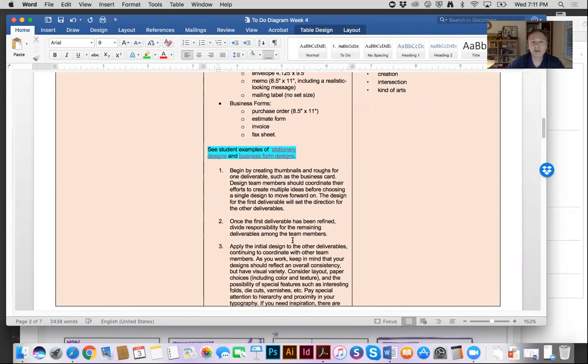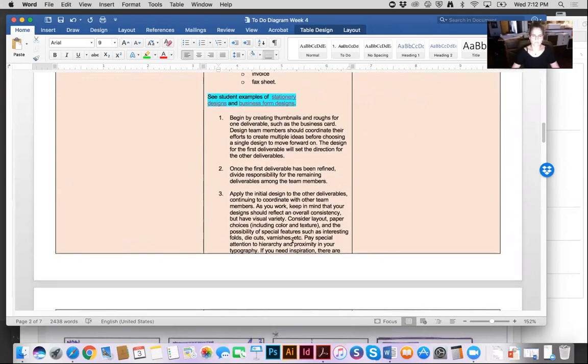a little bit cleaner, a little bit tighter. I'd rather the thumbnails be by hand and the roughs can be on the computer. Does that sound reasonable? Okay. Yeah, basically everything I just said.